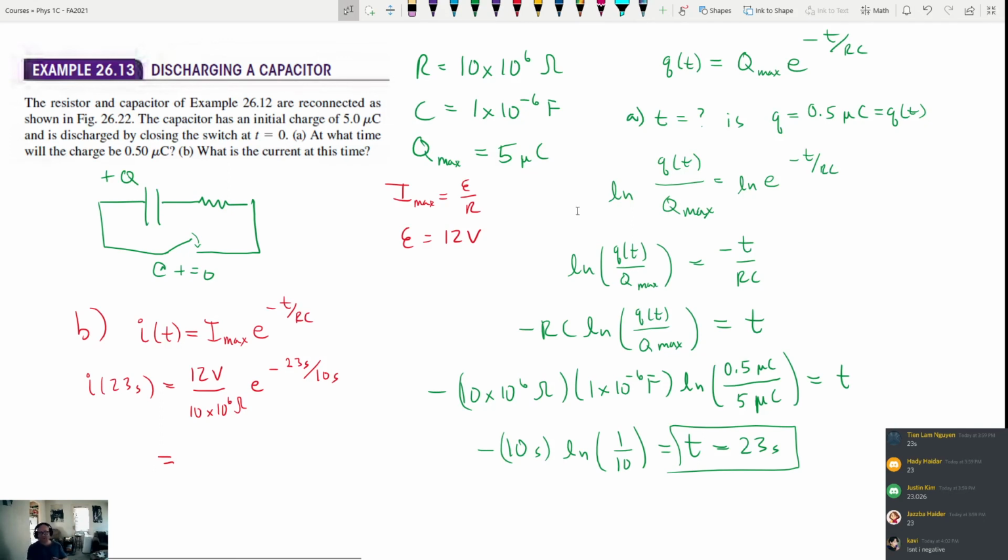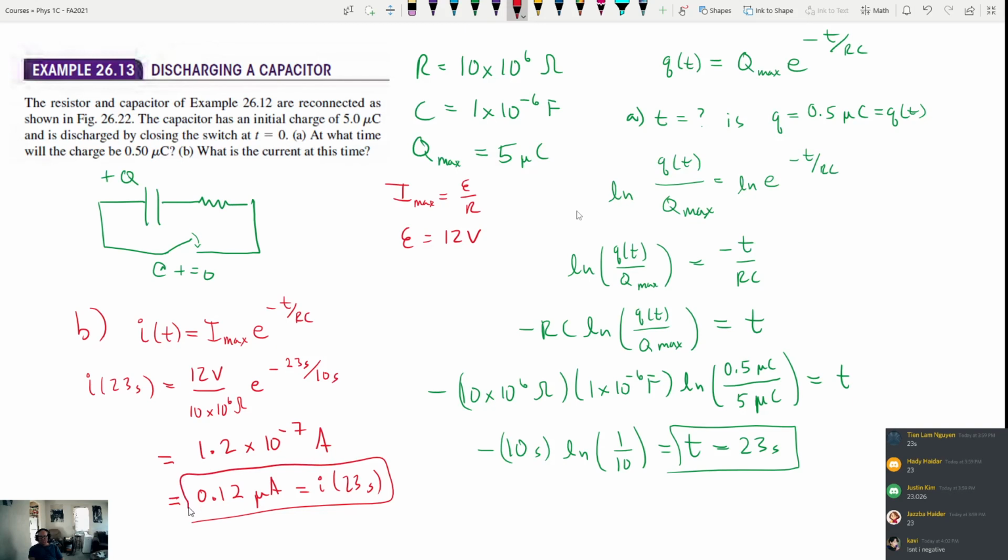I got 1.2 times 10 to the minus 7. A very, very tiny amount of current. That would be equal to 0.12 microampere would be the value of the current at 23 seconds. And of course, we expect it to be relatively small because there's not much charge left on the capacitor, and the max value of the current is also quite small.